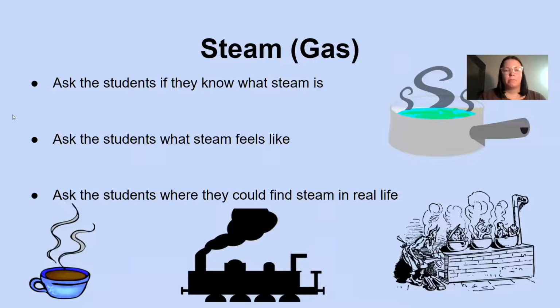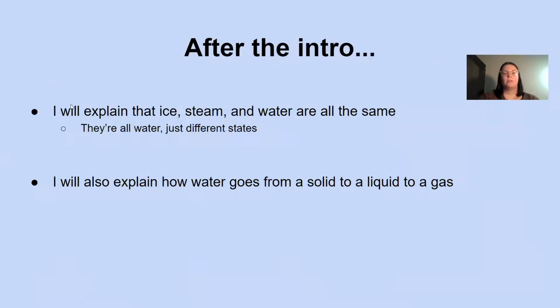Same thing for steam. I put steam instead of gas because I think steam is more easily identifiable, but I would make sure that they knew that it was gas, the proper term. I would ask them if they know what steam is. This one might be a little bit more tough, so I might have to do a little bit more explaining. And I would ask them what it feels like, if you've ever felt it. Ask students where they could find steam in real life. So, I mean, boiling water, a hot drink, maybe hot chocolate or something. Kids know what trains are. This is cooking.